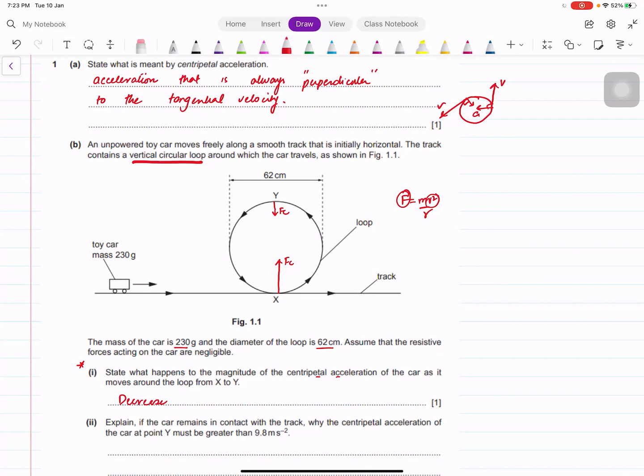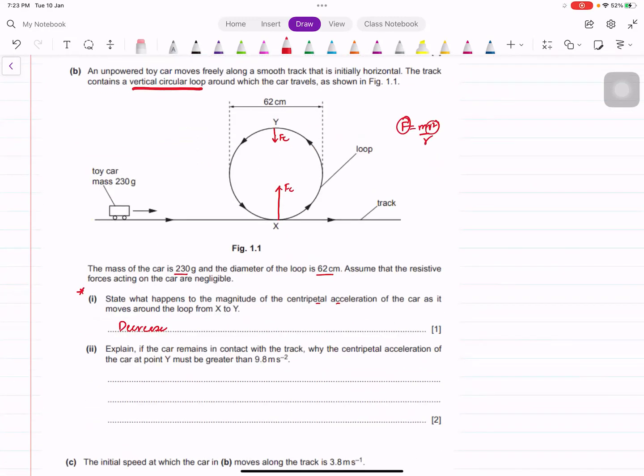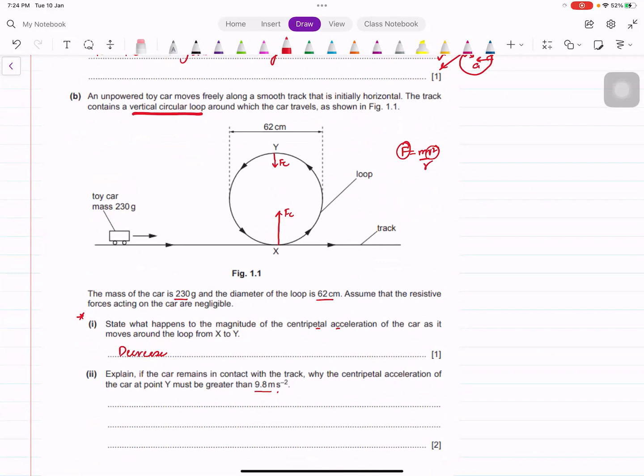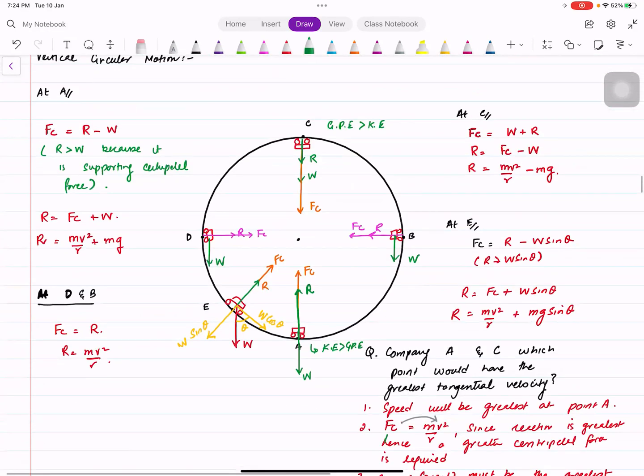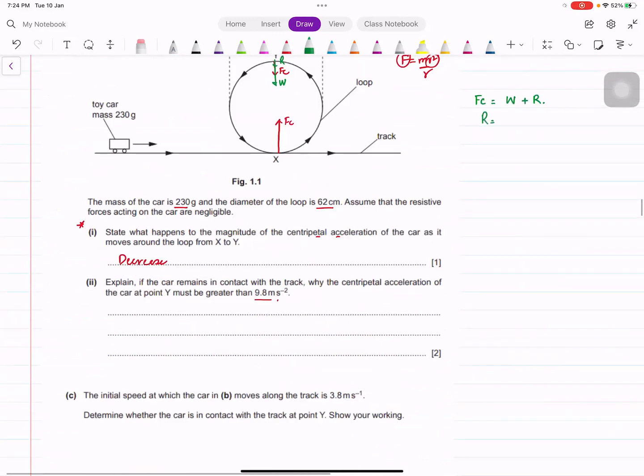Now it says, explain, if the car remains in contact with the track, why the centripetal acceleration of the car at point Y must be greater than 9.8. If you go back into the question, there will be the weight of the car acting and the reaction force. The centripetal force is weight plus the reaction in this case, because this is case C, and the reaction force is basically FC minus W.